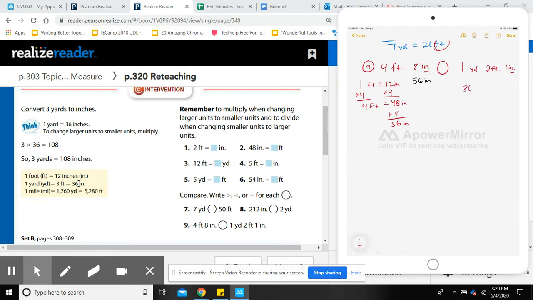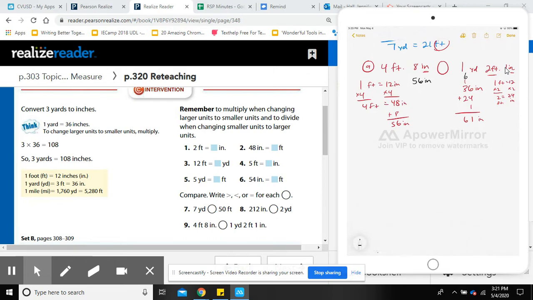So right off the bat, I know that I have 36 inches, plus I have this 2 feet. So if I know that 1 foot is equal to 12 inches, then I can multiply both sides by 2. So 2 feet is equal to 24 inches. So I'm going to add that over here. And then I'm left with my 1 inch over here, right? 1 inch. So I've got to add that. So 36 plus 24 is 60, plus 1 more is 61 inches is what I have in total here.